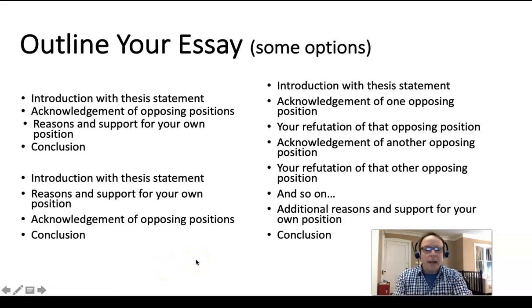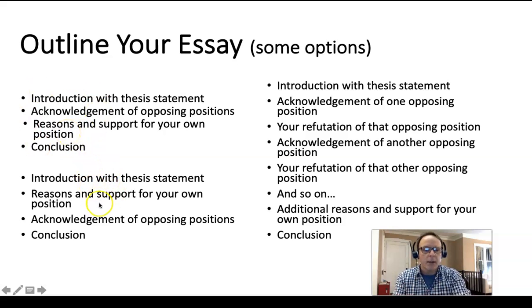Then you may want to do an outline. Your outline of your essay could be broken up, you could do it in different ways, right? So one really simple way is your introduction with your thesis statement. That's your opening paragraph. Then as sort of an acknowledgement of opposing positions, you look at the other side, like we talked about. Oh, a lot of people probably wouldn't agree with me, and I'm going to just share a little bit about that. And then, of course, you're going to go on to give your reasons and support, and then a conclusion. So this is one way you can organize this type of essay.